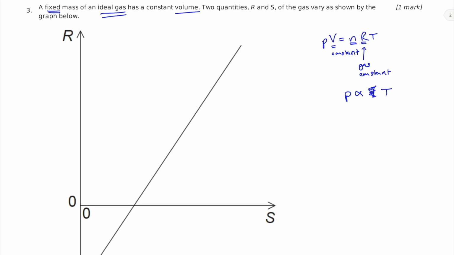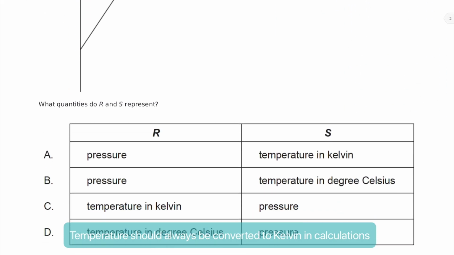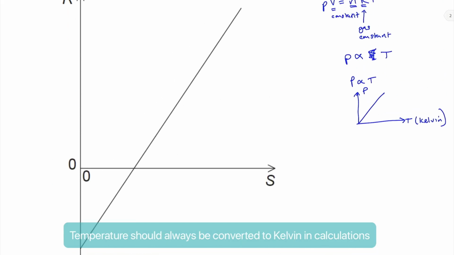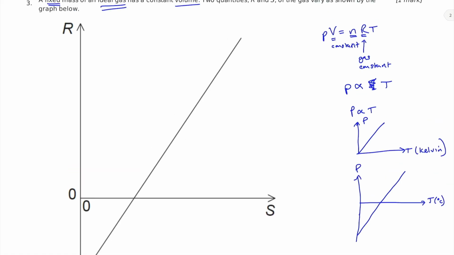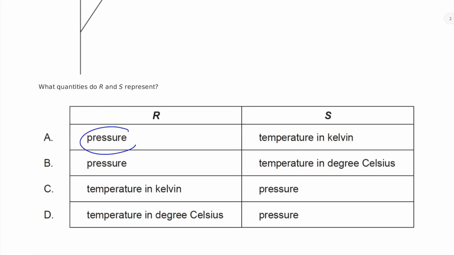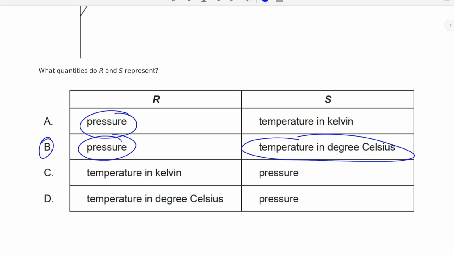Two quantities R and S of the gas vary, shown by the graph below. Now, P is proportional to T, so we'd have a graph that looks like this. But T is always in Kelvin, and that is obviously not the graph shown. So let's see what the question says. What quantities do R and S represent? Well, if we change T into degrees Celsius, then what we'll find is this graph here. So R on the y-axis is pressure, and S on the x-axis is temperature in degrees Celsius. Answer is B.